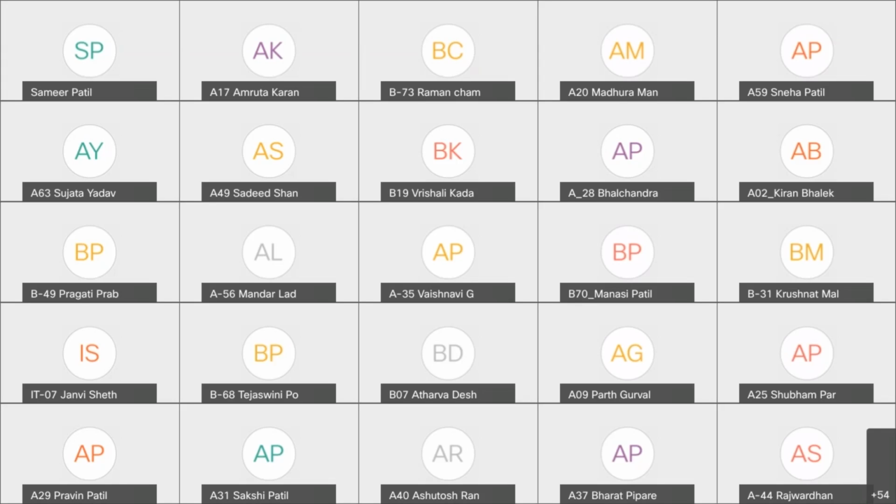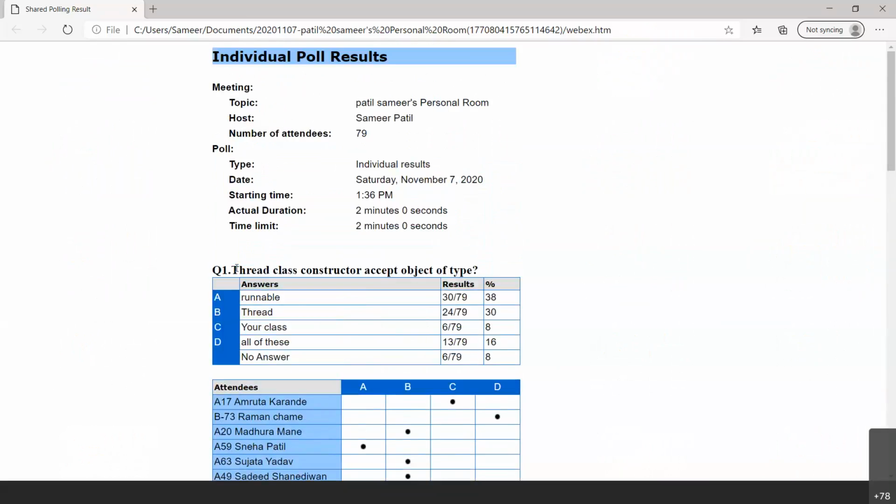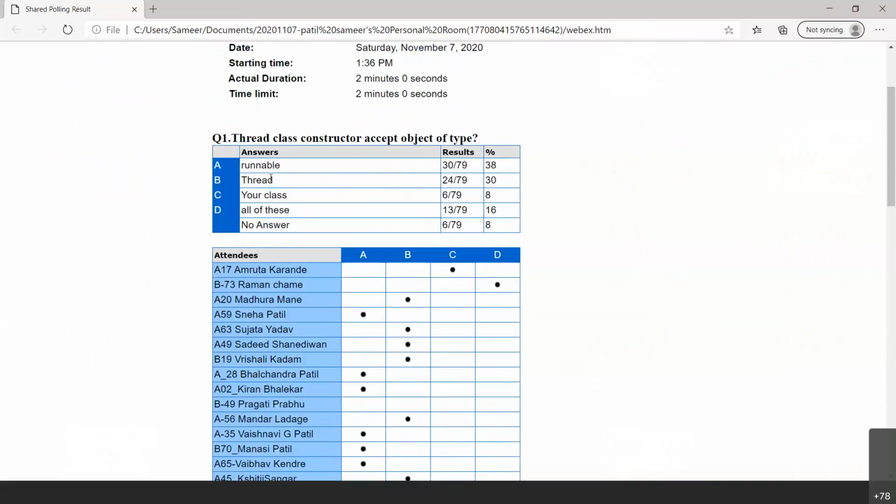So let's share the results. Here you can see that the actual correct answer, the very correct answer, is Runnable, but many people have given the Thread class. The Thread class constructor does not really accept the object of Thread. It accepts the object which is of type Runnable.